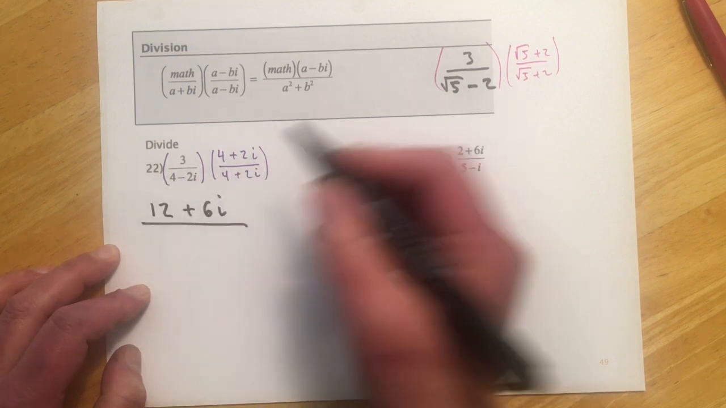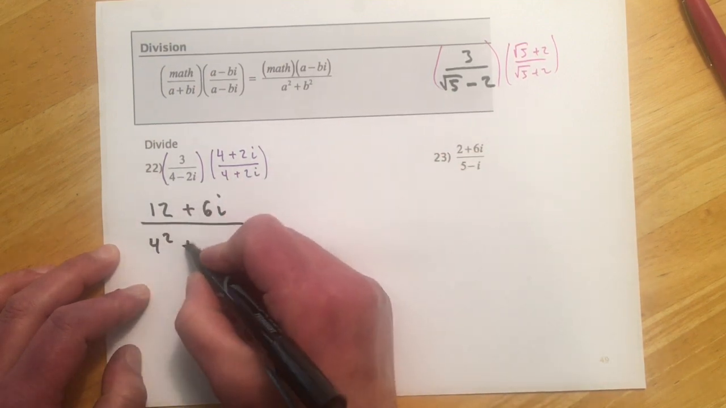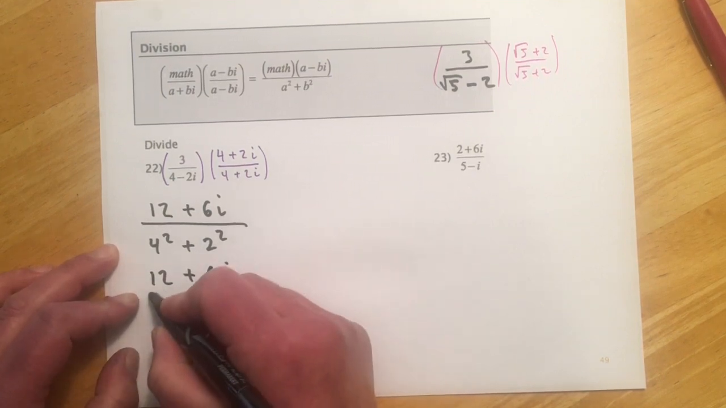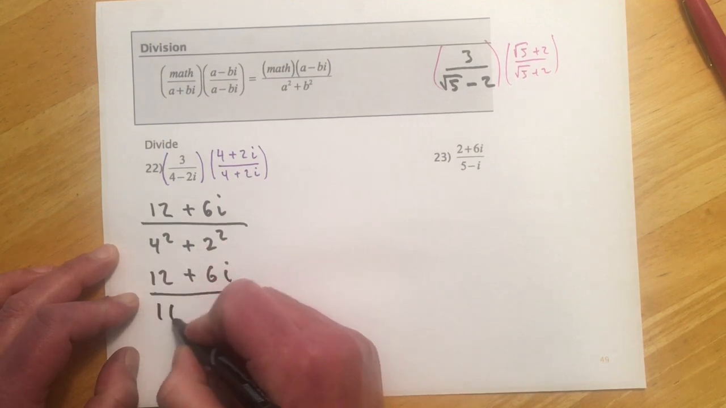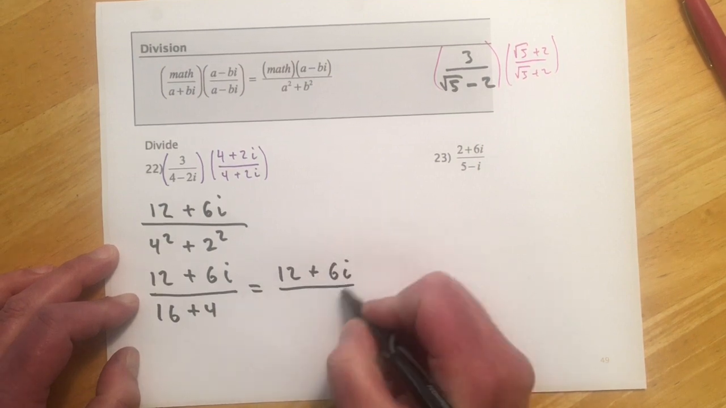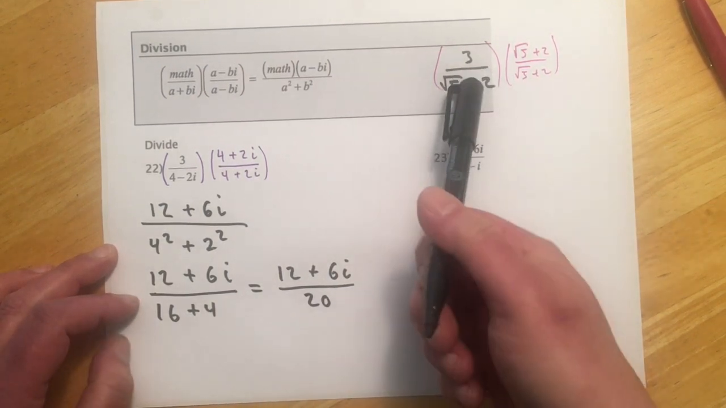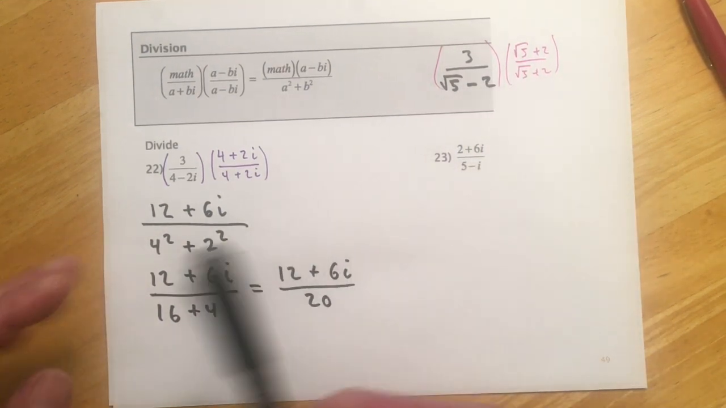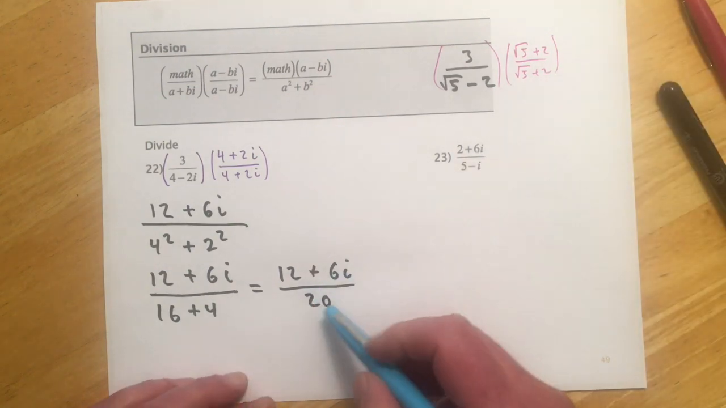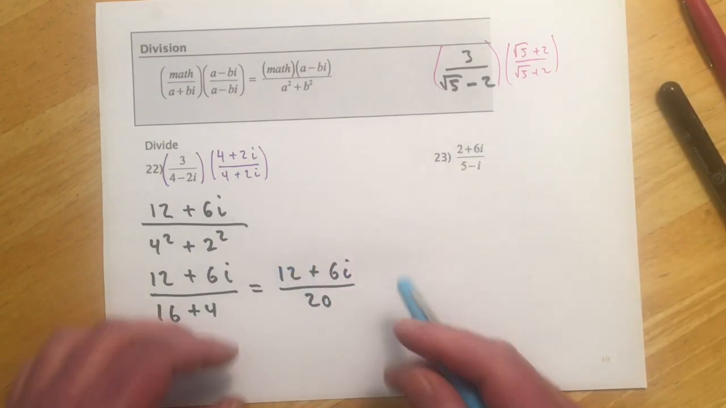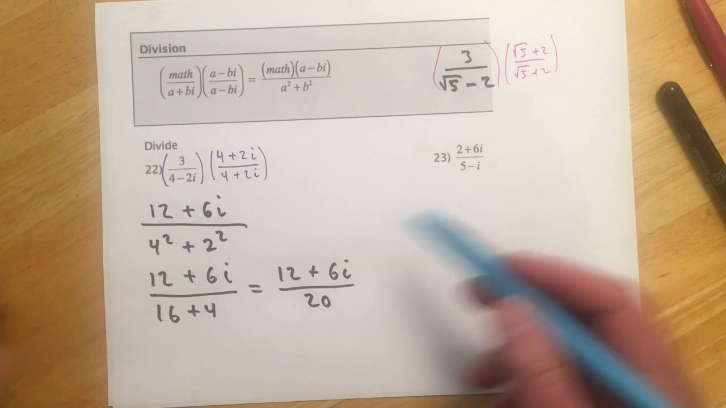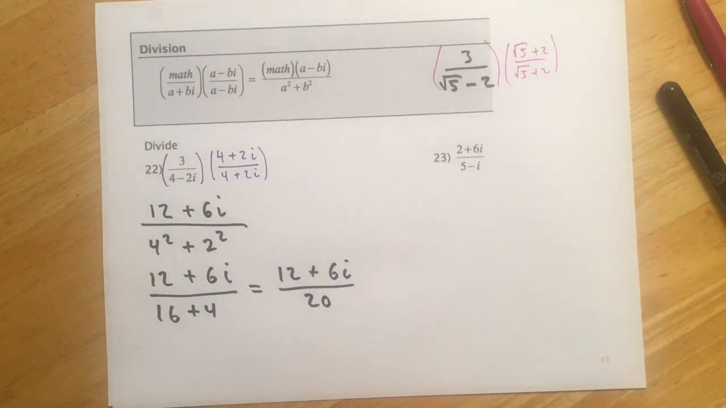And then downstairs, we can just do our a squared plus b squared. So 4 squared plus 2 squared. So that will be 12 plus 6i over 16 plus 4. So that is 12 plus 6i over 20. And the same way we ended up reducing these is what we're going to do here. I like to think of it as I'm looking for the biggest number that divides into all three of these. I could write it with two separate denominators, but I think the way the computer wants it is over a single one. They're both correct. It's just two different styles.